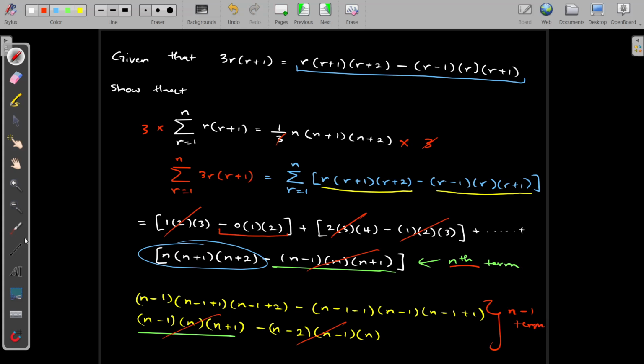So what happened is that we substituted n minus 1 wherever we had r. Look at this: in all of this is where we're going to substitute n minus 1. This is the r, we substitute n minus 1. R plus 1, we substitute n minus 1 plus 1. R plus 2, n minus 1 plus 2. Minus n minus 1. So where's the n minus 1? We're just replacing the r. N minus 1 replaces the r.